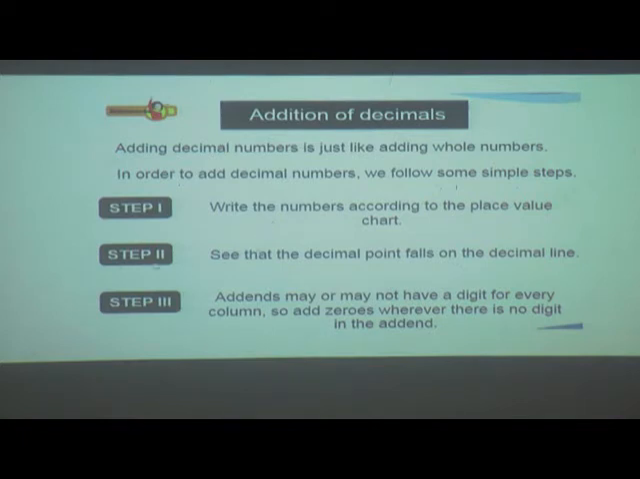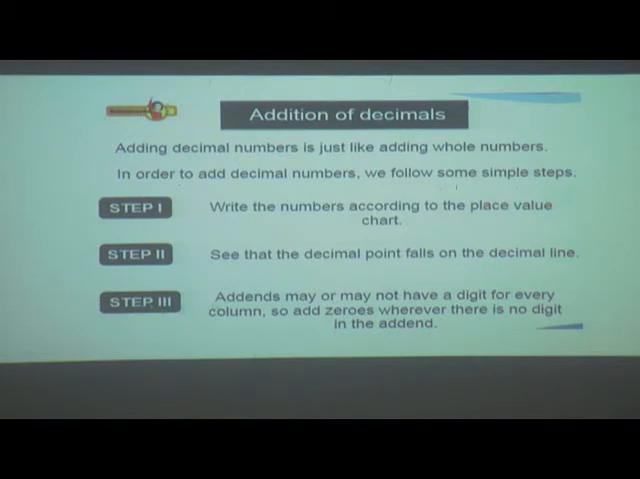Then second step, see that the decimal point falls on the decimal line. The decimal points should be in a line, meaning they should fall one below the other. In simple language, they should fall on the decimal line. We already showed this on the place value chart table, where we wrote the decimal point.